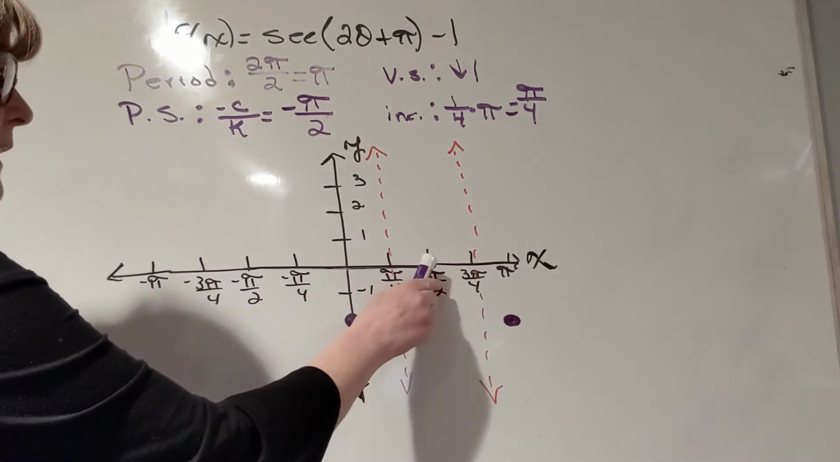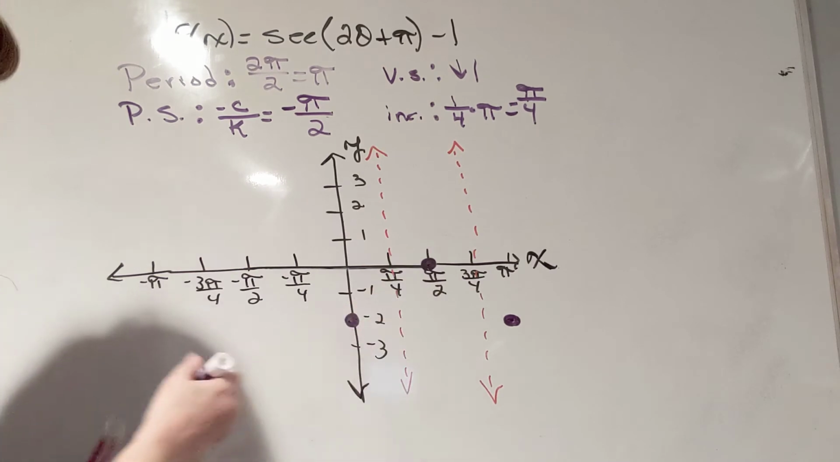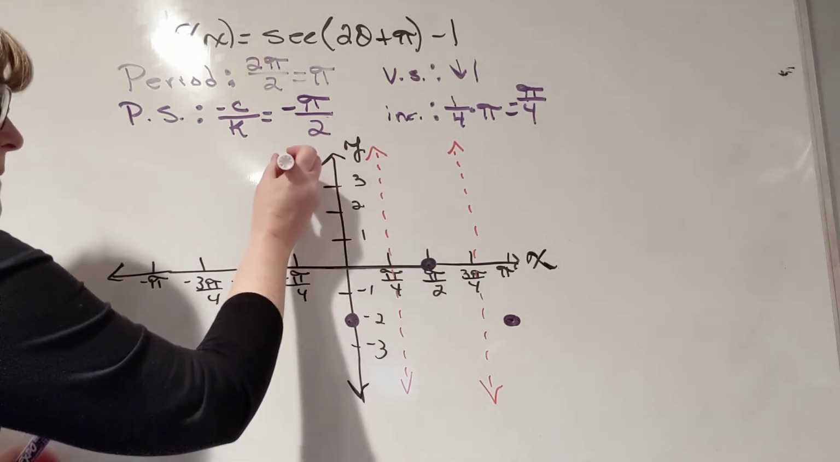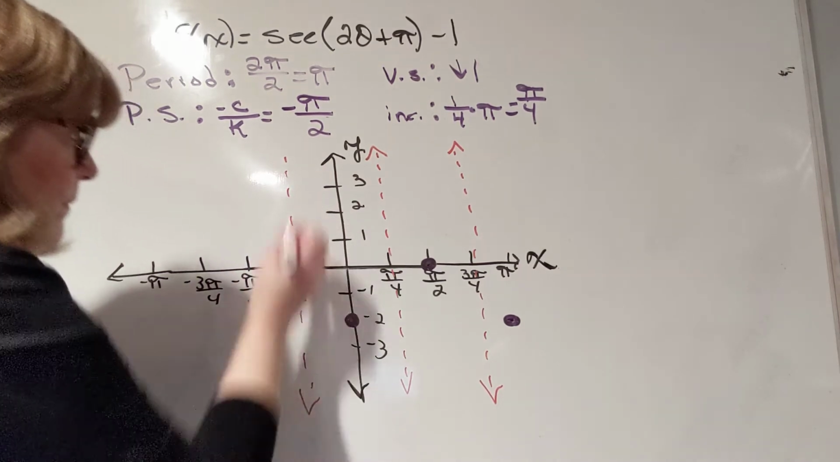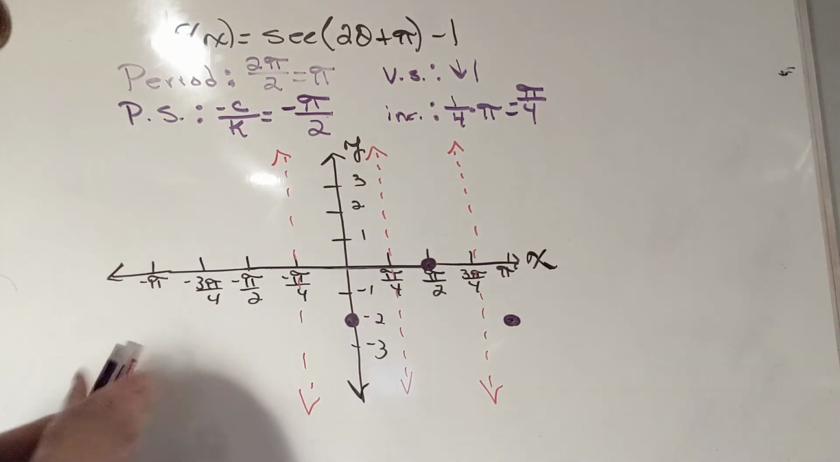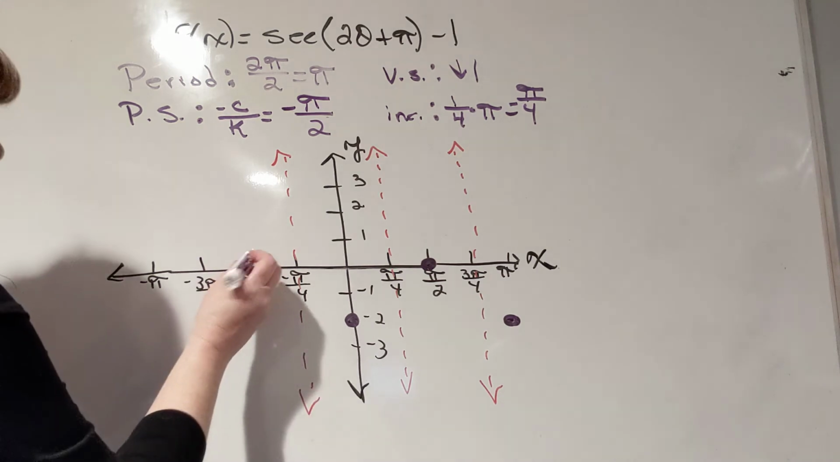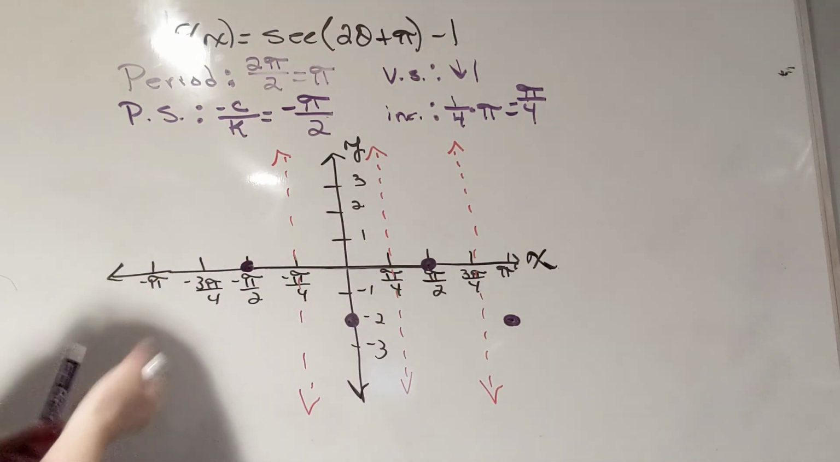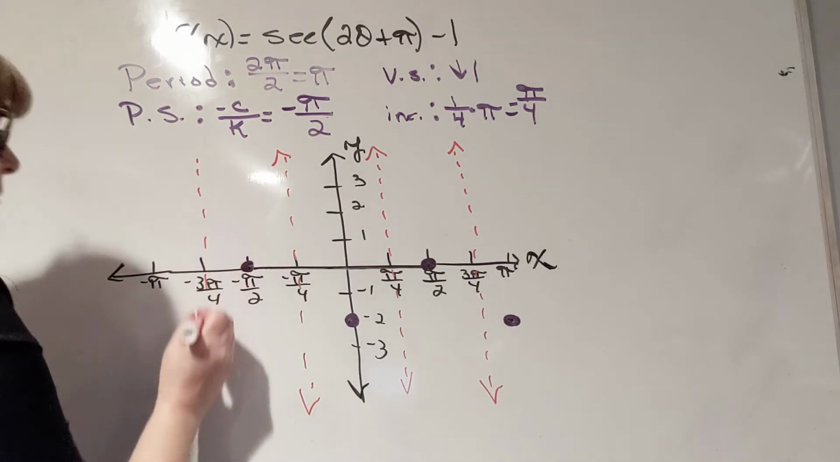Negative 2, undefined, 0, undefined, negative 2. Therefore, at negative pi fourths, we are going to be undefined. You're looking at the pattern. At negative pi halves, we're going to be at 0. And you can plug them in and evaluate it. Negative 3 pi fourths is undefined.